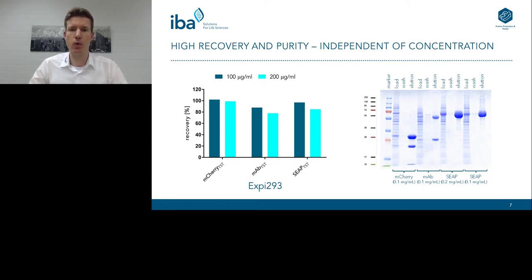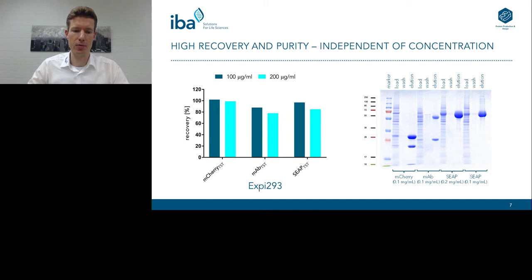And you can see that for the mCherry and the phosphatase, we get high recovery rates in the range between 90 and 100%. For the monoclonal antibody, it was a little bit lower, but again, due to the low residence time of 20 seconds, this leads to a little bit lower recovery compared to the smaller proteins. By increasing the residence time, you can overcome this problem. The data for the other Expi experiment were quite the same. That's why we only show the Expi results here.